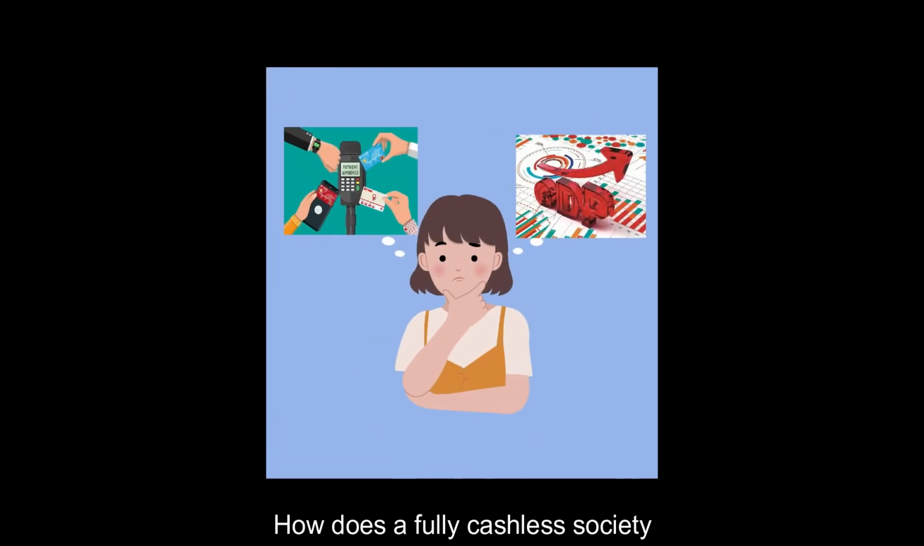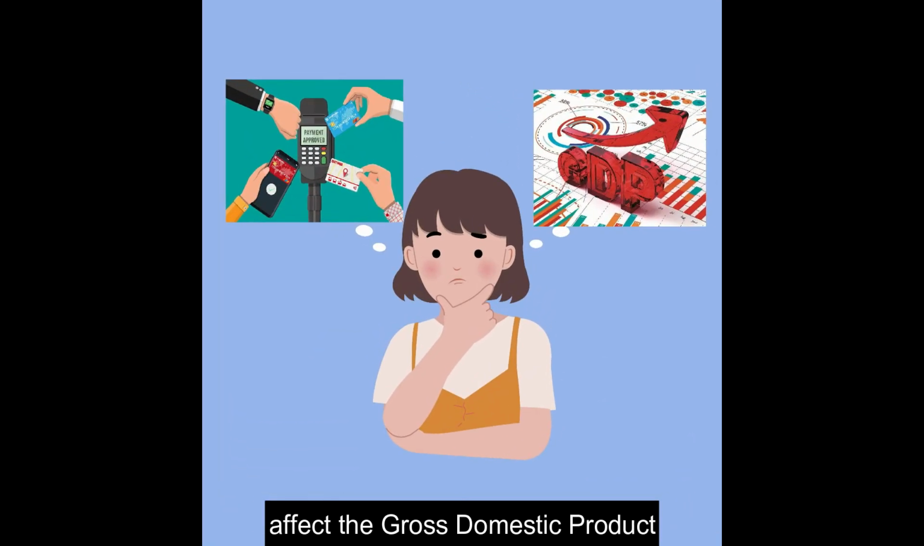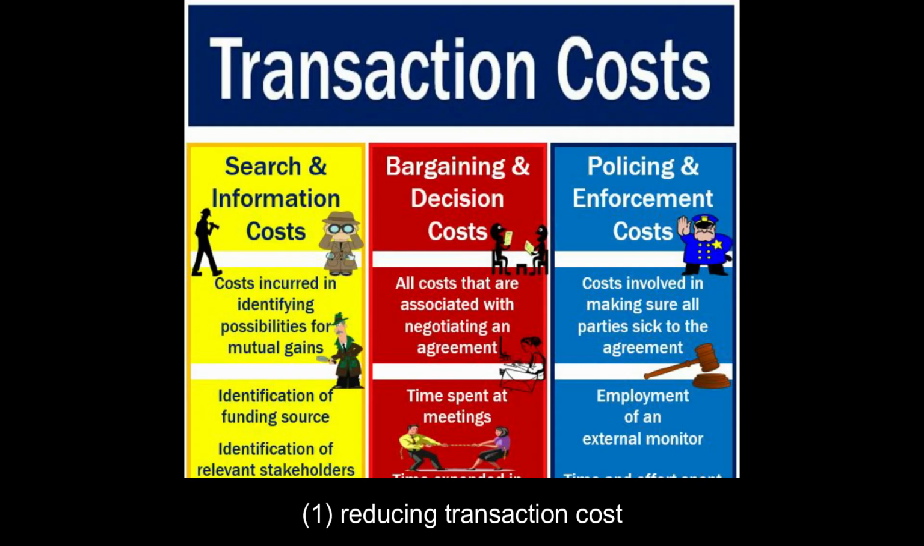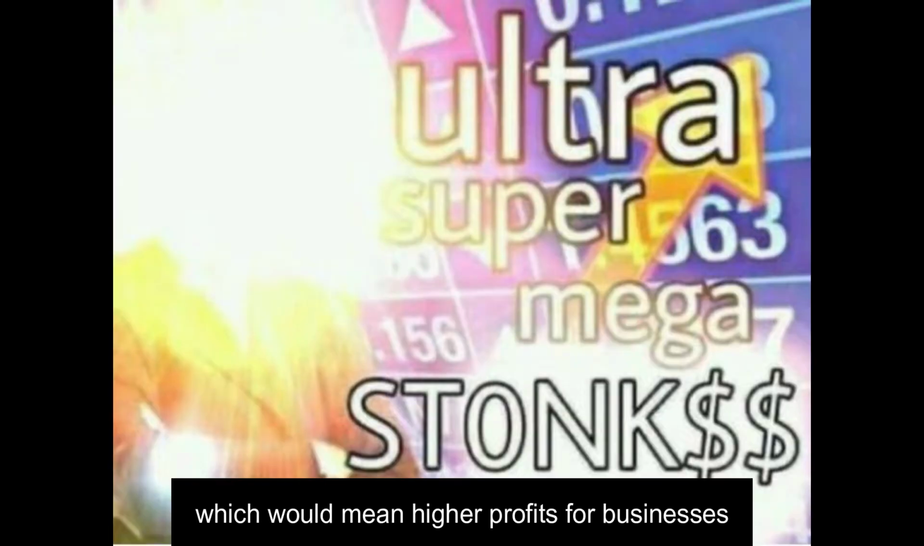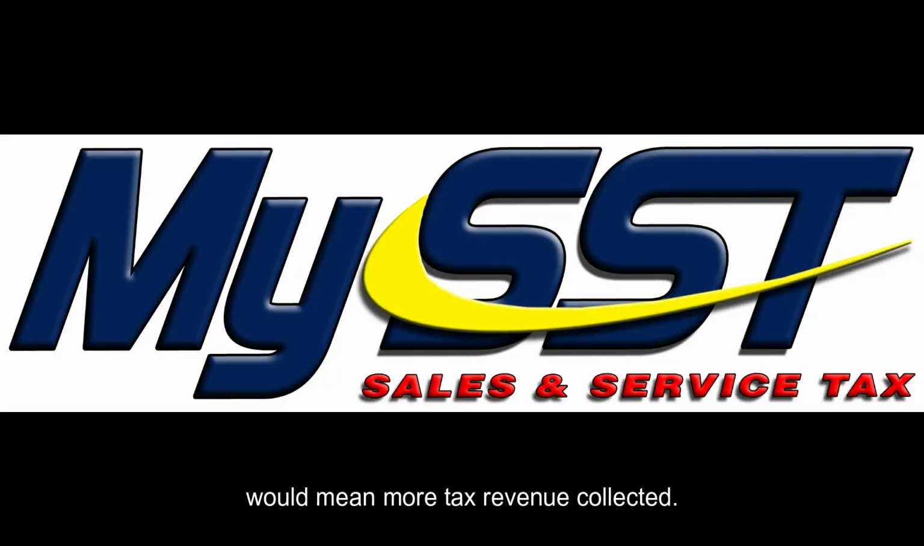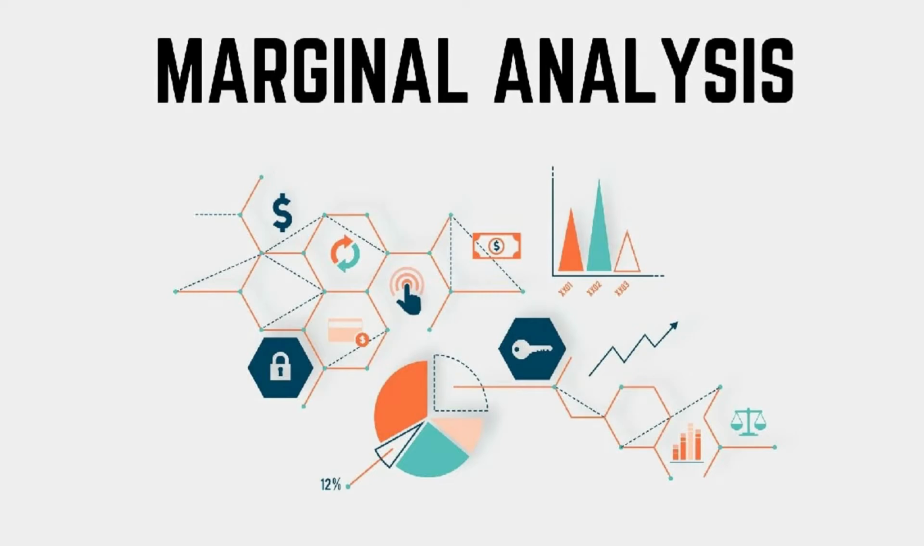How does a fully cashless society affect the gross domestic product? Going cashless should raise the recorded GDP growth by reducing transaction costs, which would mean higher profits for businesses, reducing gray economy by more efficient monitoring from the authorities, and curbing tax underreporting and evasion, which would mean more tax revenue collected.